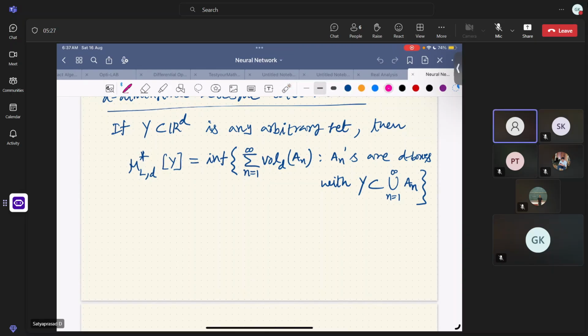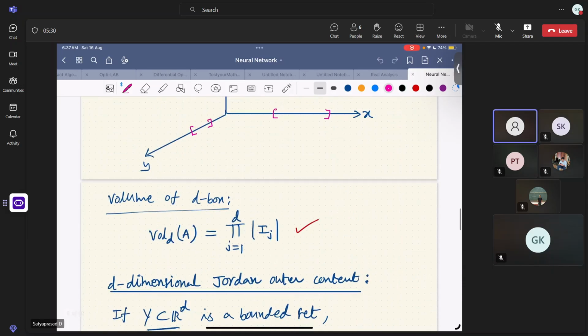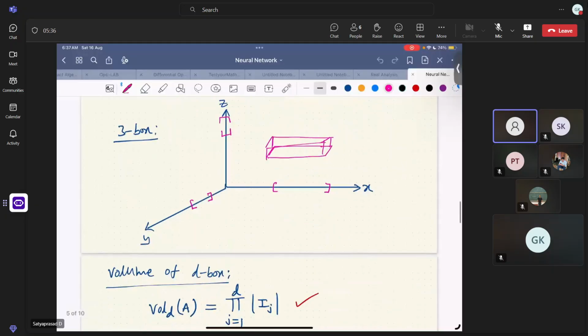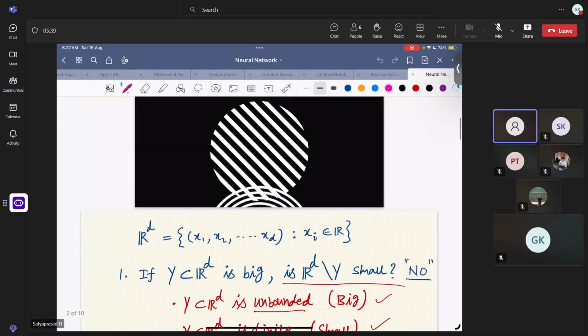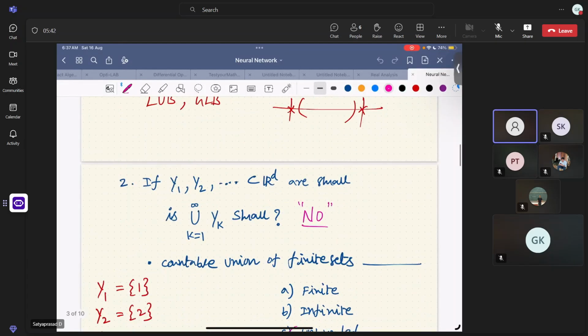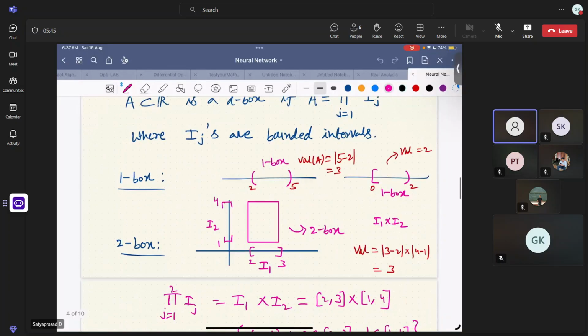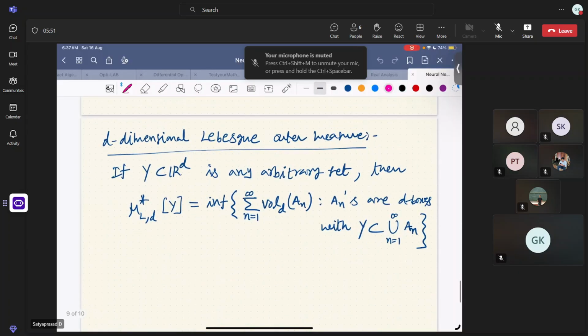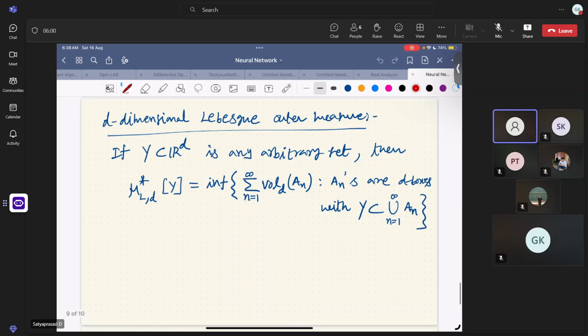Let me recap what we went through last time: the D boxes, and before that the smallness and bigness of D boxes, the Jordan outer content, and the Lebesgue outer measure. Now I will continue with this and define some concrete definitions based on the concepts we defined last time.